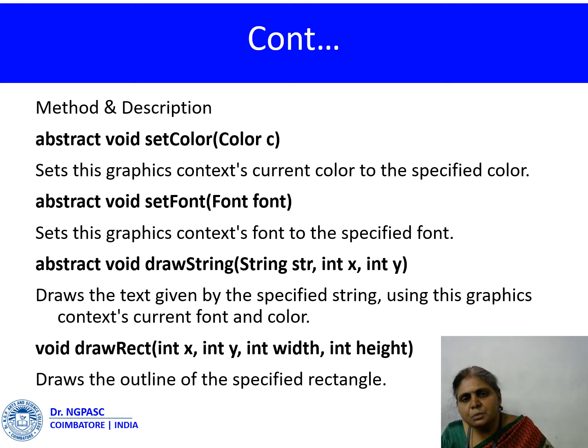Then the next method: if you are not using the setFont method, then the default font will be considered for displaying the text. Instead, if we use the setFont method with one parameter, where the parameter is an object of the Font class, which is also there in java.awt, then we can specify the required font for our applet.